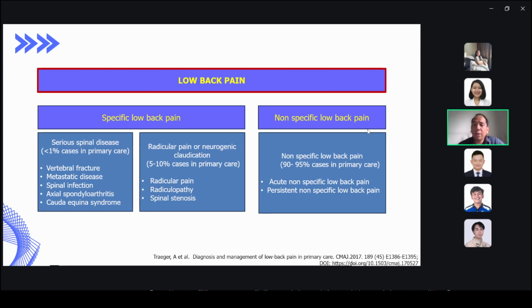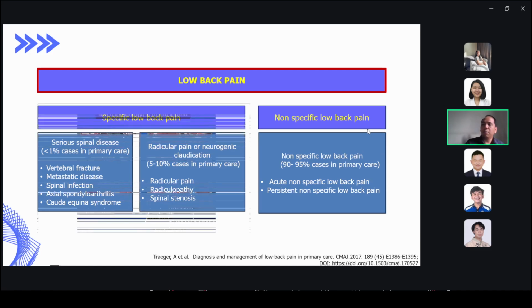But meron ding mga radicular pain or neurogenic claudication, like mga numbness, about 5 to 10%, mga from radicular pain, radiculopathy, or spinal stenosis. Yung non-specific low back pain is more common because 90 to 95% of cases in the primary care, wherein it is characterized by acute non-specific low back pain and persistent non-specific low back pain.